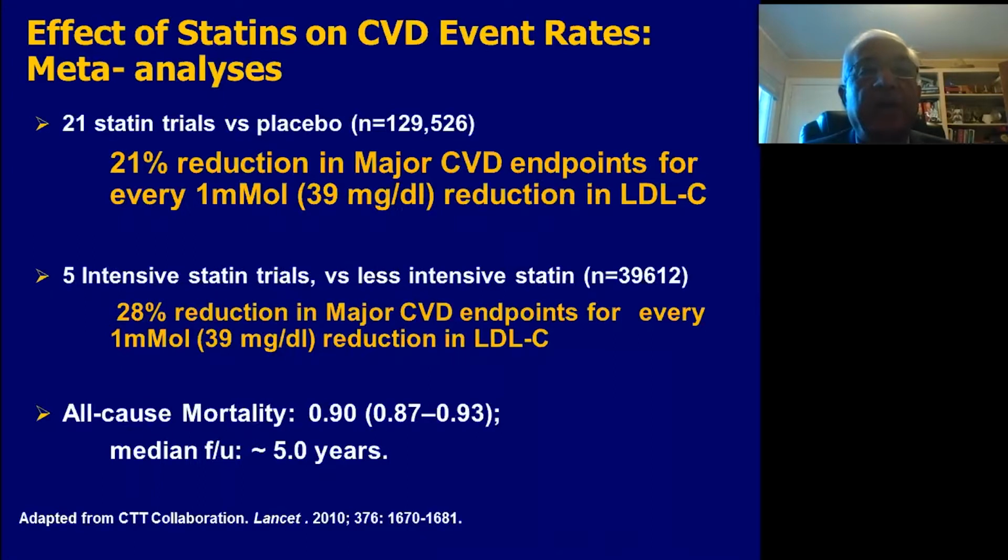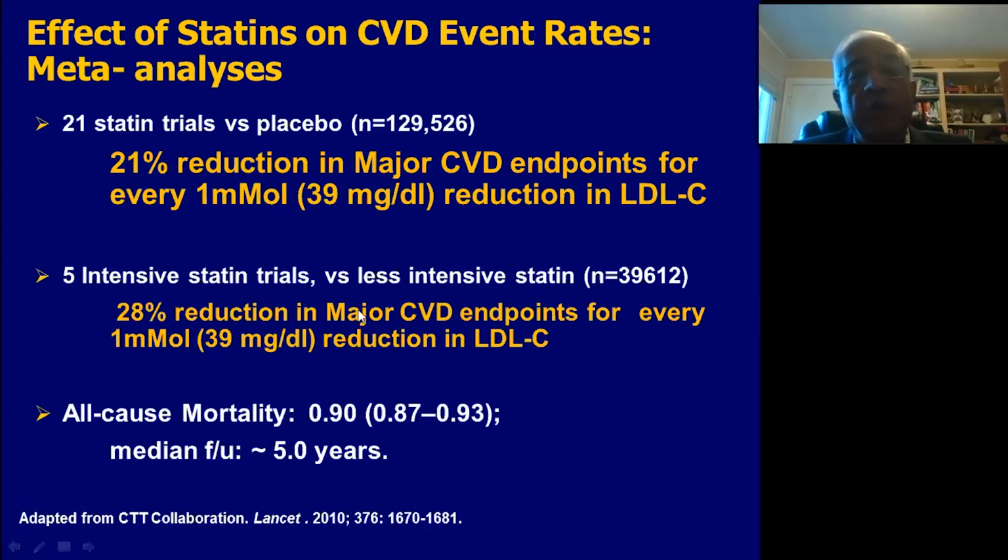Shown on this slide is a large meta-analysis which was published several years ago. You can see that in the 21 different statin trials with a large number of patients, when you give a statin to a patient and lower the LDL by, say, 40 milligram percent, or 1 millimole, I'm not sure which unit you use in Cameroon, but conventionally we say 40 milligram percent reduction in LDL cholesterol, it will give you about 20 to 25% reduction in major cardiovascular endpoints.